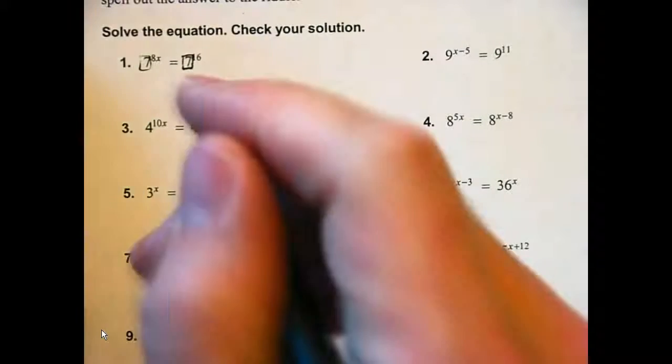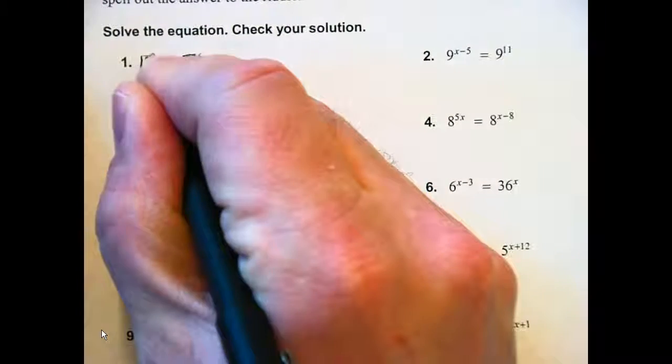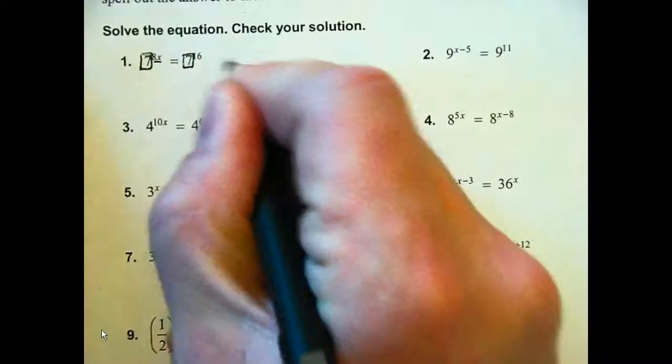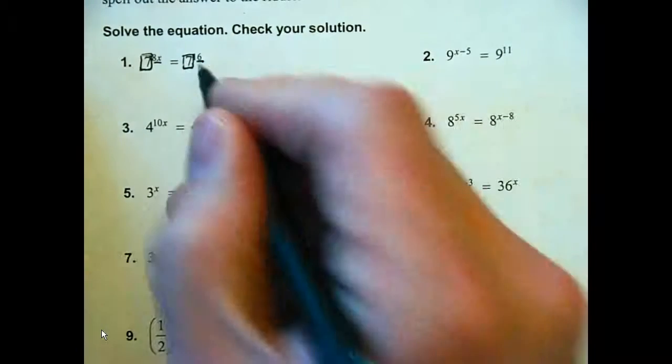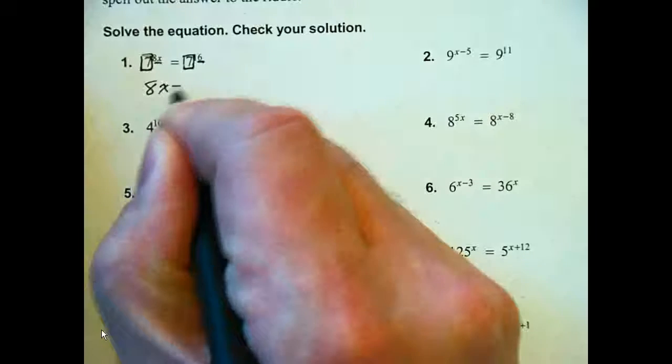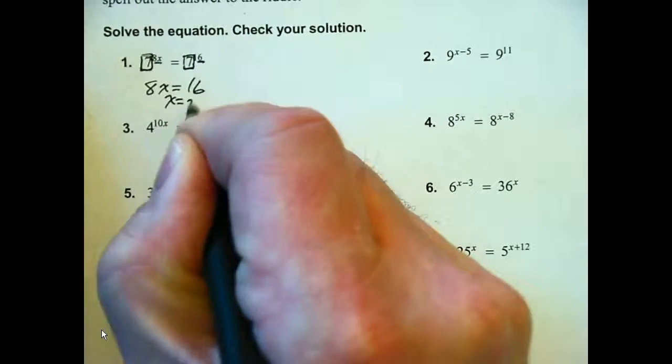Hey guys, so if you're struggling, look for the same base. If it's got the same base, then take the powers and set them equal to each other. So that's a 16, so 8x equals 16, so then x is 2.